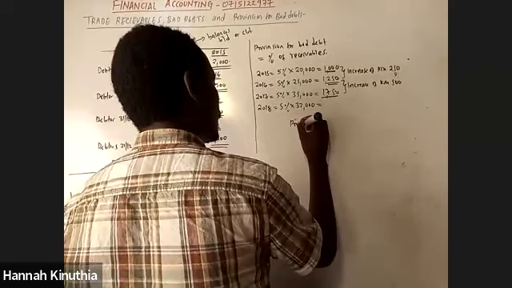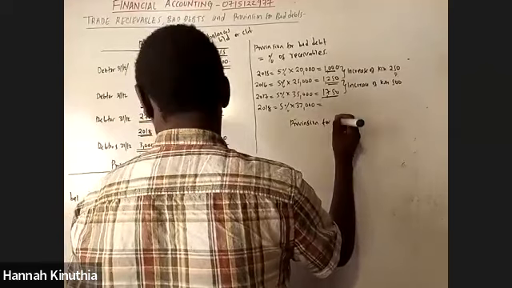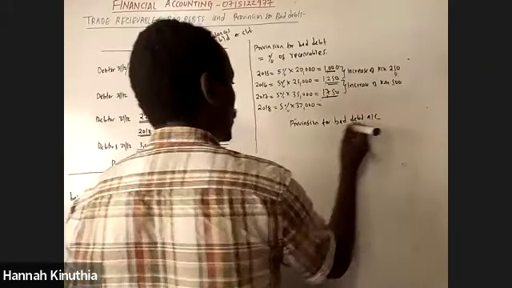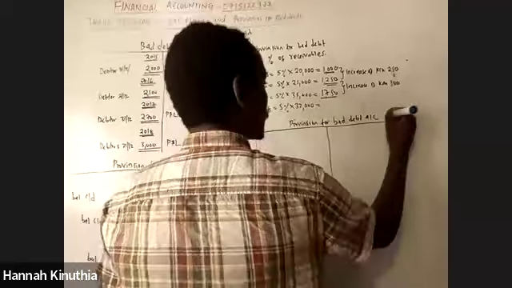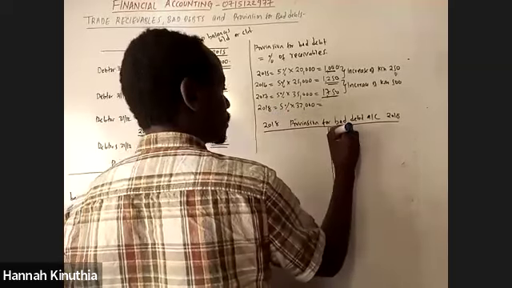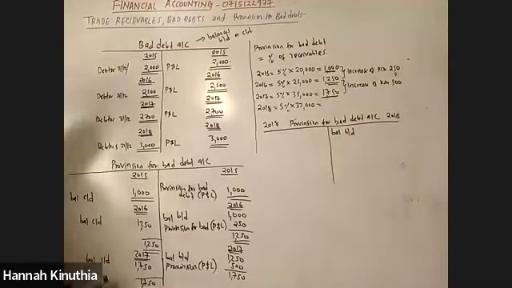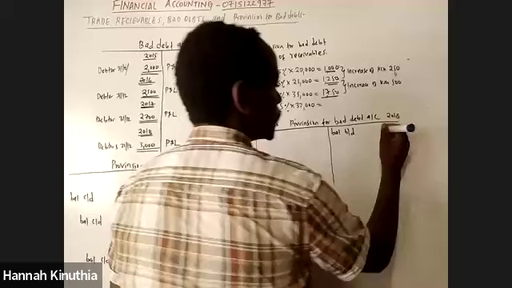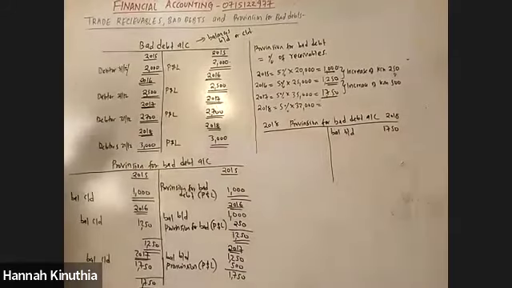Provision for bad debt account. This one we're doing for which year? 2018. So balance brought down, how much for the previous period? Balance brought down 1750. Now 5% of the 2000, how much is that?